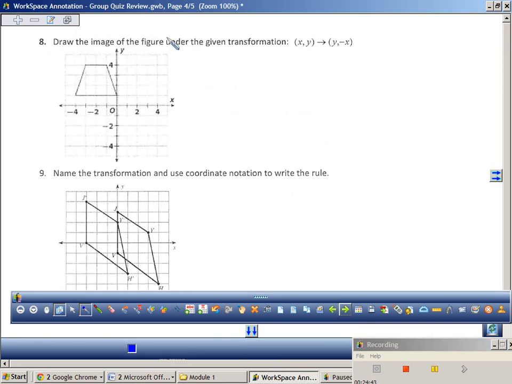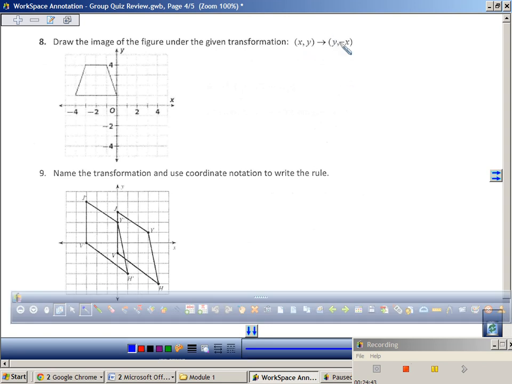All right, so draw the image of the figure under the transformation. X comma Y changes into Y comma negative X. What happened? Tell me what happened with this transformation. The X and the Y switched places, and then what happened? The X became not just a negative, but an opposite, right? Okay, I'm going to use color, because color rocks with this stuff. Let's start with this one. That point is at, what is that, -3, 3?